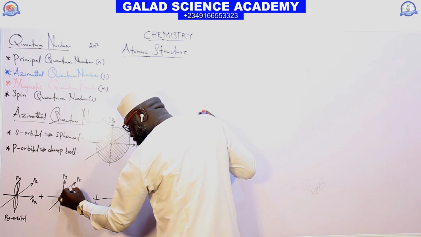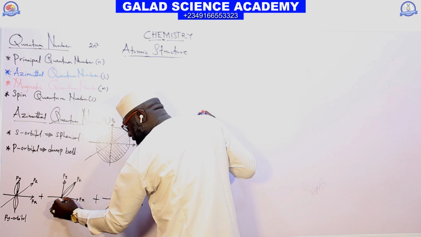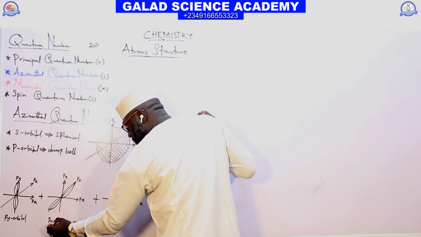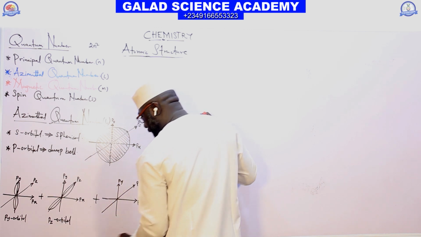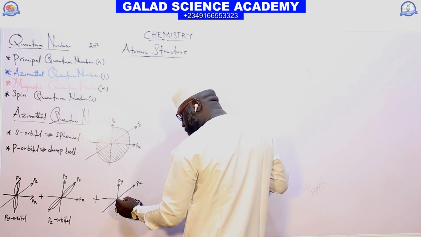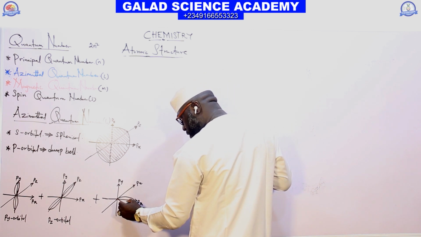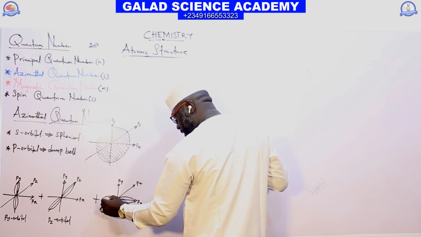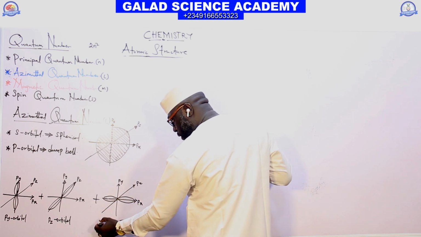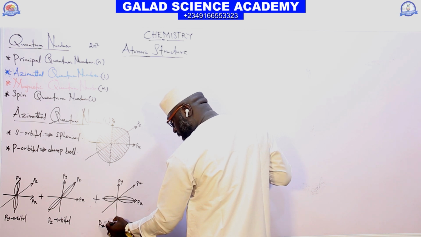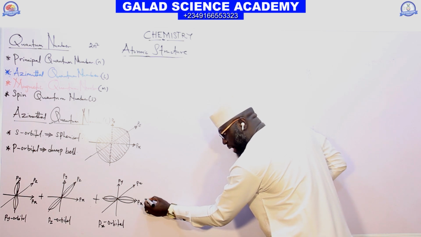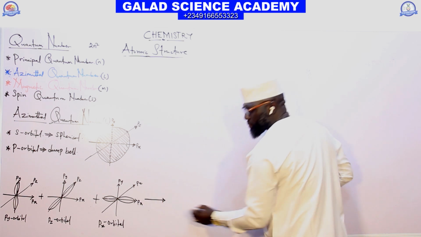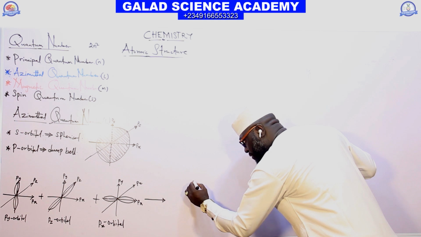So the lobe shifts to the Z here. This is what we call Pz orbital. Then the lobe shifts to X here. This is what we call Px orbital. So if we now combine the three together, it will now give us what?